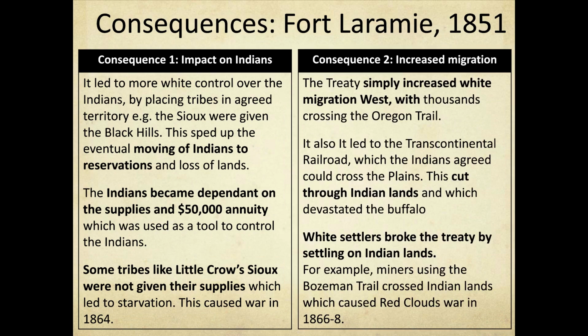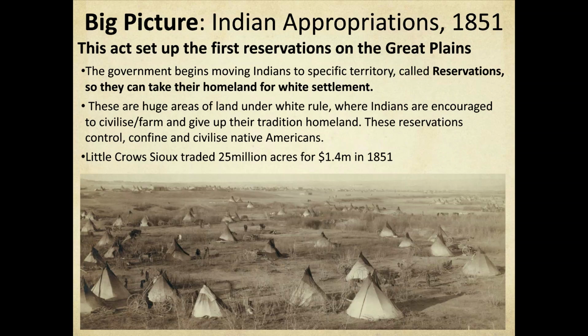Second consequence, the treaty simply increased white migration west, with thousands more crossing the Oregon Trail because they could do so with guaranteed safety now. It also led to the Transcontinental Railroad being built, which the Indians agreed could cut across the plains. This cut through Indian lands and devastated the buffalo. It was also fenced off, so the buffalo couldn't cross. White settlers broke the treaty by settling on Indian lands. Miners used the Bozeman Trail crossing Indian land, which caused Red Cloud's War in 1866.